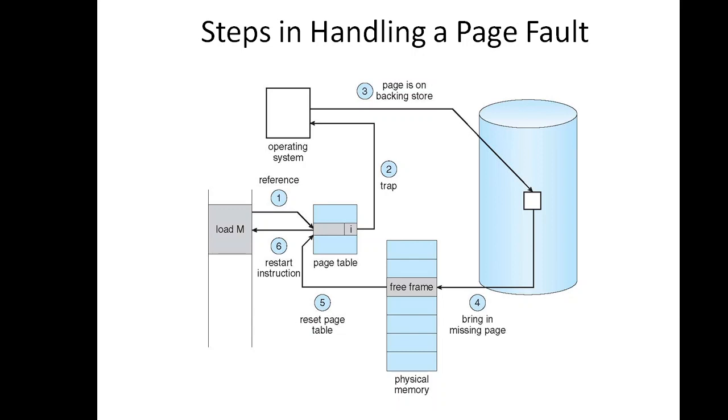It is going to be a trap to the operating system. Okay, that is step 2. This arrow mark to operating system is indicating a trap here. Now next, what is step 3?